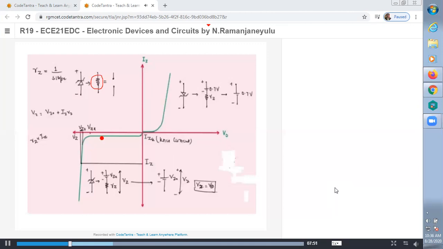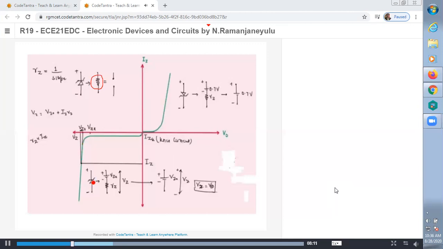That is the first case: reverse voltage less than breakdown voltage. Now the second case: reverse voltage greater than breakdown voltage. Here VZ naught is the voltage at which Zener current begins to conduct in reverse bias. Now in this case, what happens?